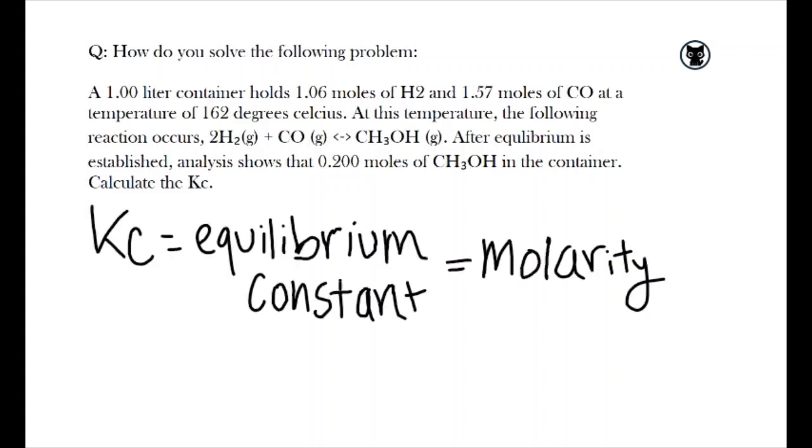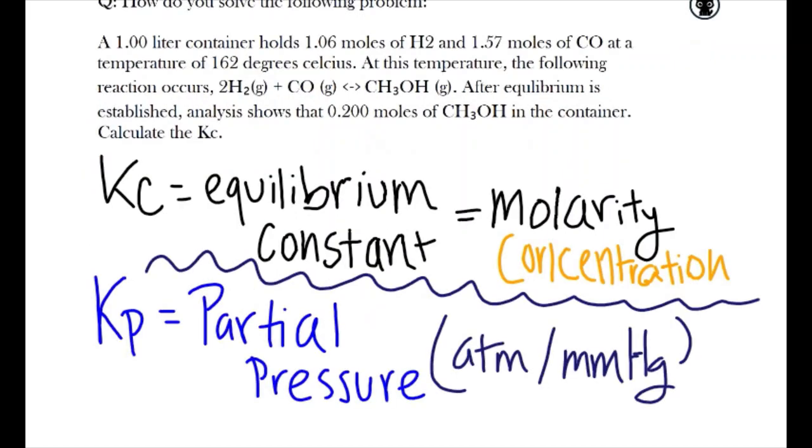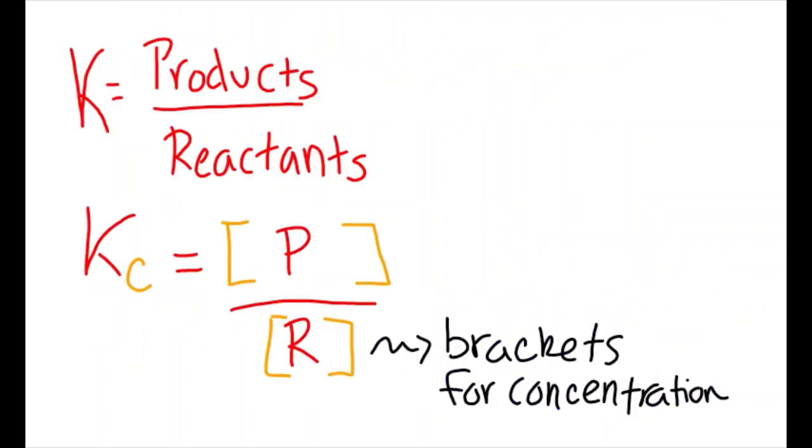To start off, let's first understand what type of problem this is. The question is asking us to solve for Kc, which is the equilibrium constant for concentration, where the products and reactants of a reaction are expressed in terms of molarity. The other equilibrium constant, Kp, differs in that products and reactants are expressed in terms of partial pressures, measured in atmospheres or millimeters of mercury. Remember that equilibrium constants are expressed as products over reactants, with Kc having the concentrations of products over the concentrations of reactants, and that concentration is denoted with brackets.